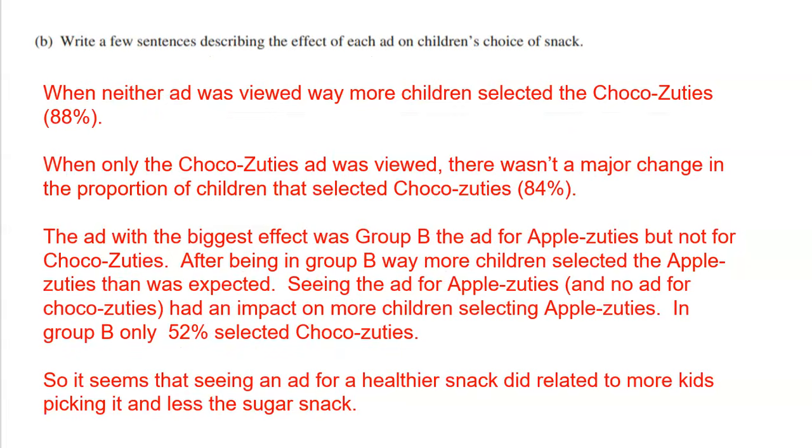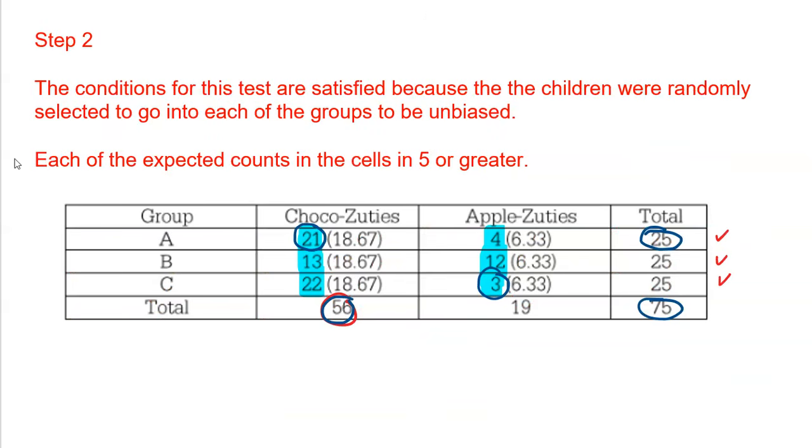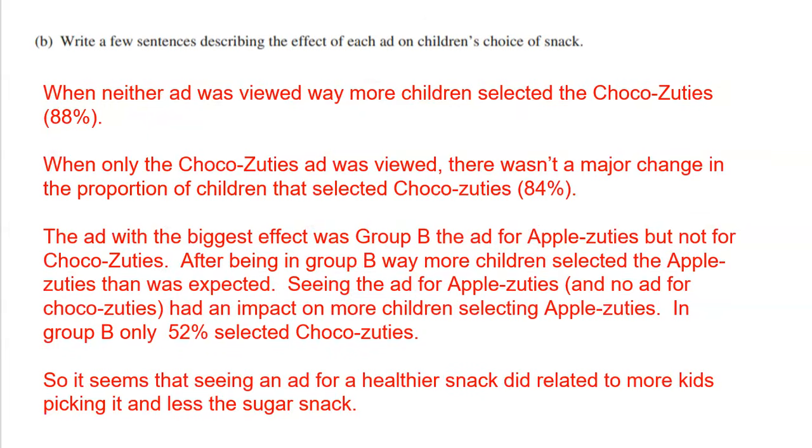Now, there was a follow-up question to this. It says, write a few sentences describing the effect of each ad on children's choice of snack, which is what I was just alluding to a moment ago. So the first thing I said was when neither ad was viewed, way more children chose the Cocoa Zooties, 88%. So when no ad was viewed, that's why I went back up here, that's 22 out of 25, 88%. C was neither ad, and 22 out of 25 kids chose the Cocoa Zooties.